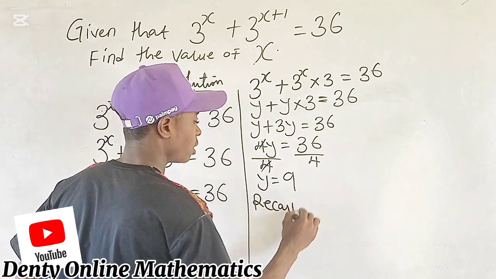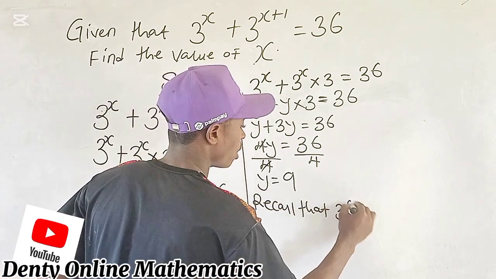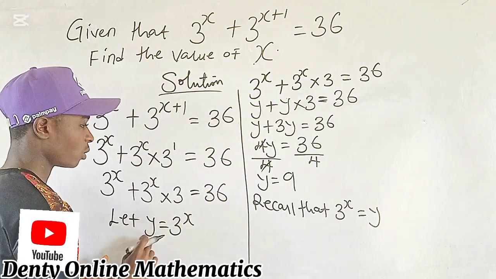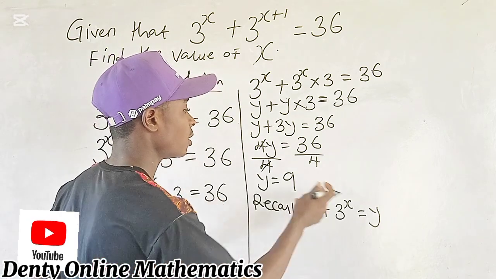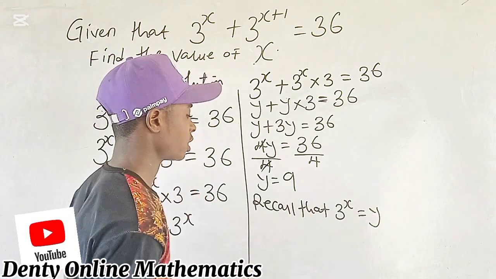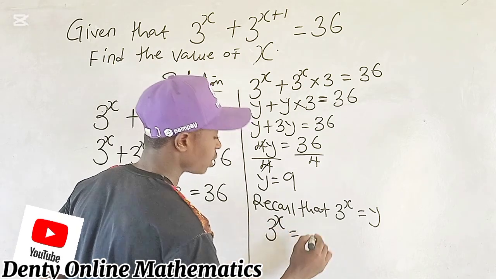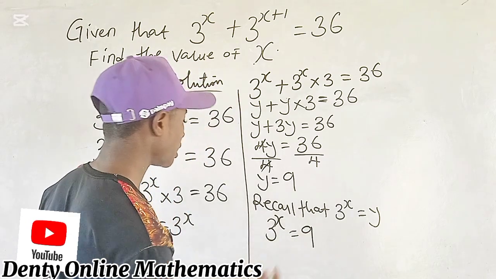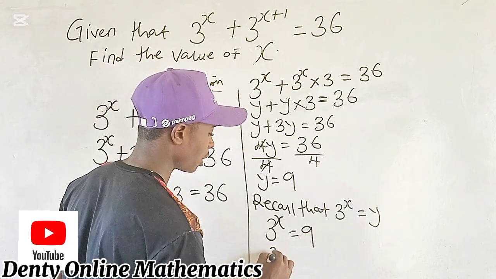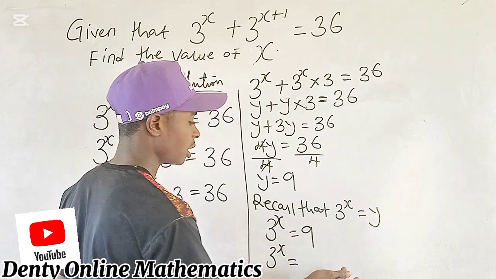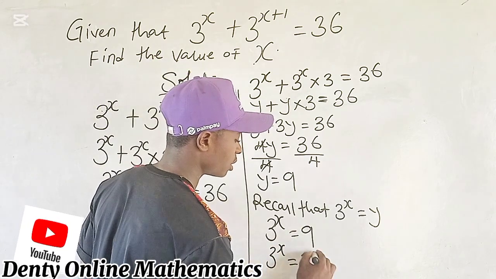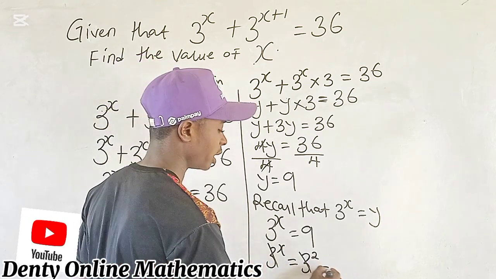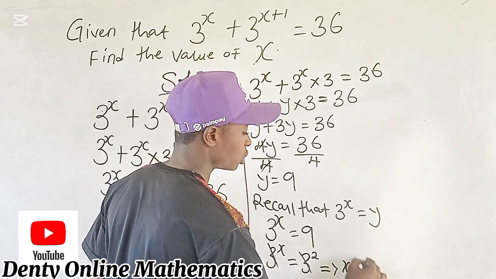Recall that 3 raised to the power of x is equal to y. That means anywhere I see y, I will replace it with 3 raised to the power of x. So 3 raised to the power of x now will be equal to y. And what is y? y is equal to 9. So I can express this in index form. So 3 raised to the power of x will be equal to 9, in index form the same thing as 3 raised to the power of 2. That's 3 times 3, which is 9. So I can cancel out the base and work with the exponent. This will imply that x is equal to 2.